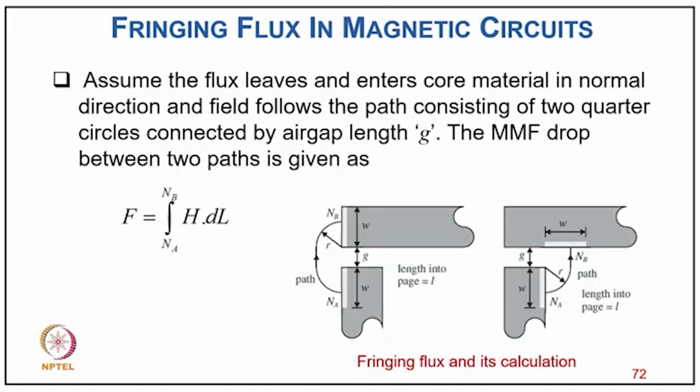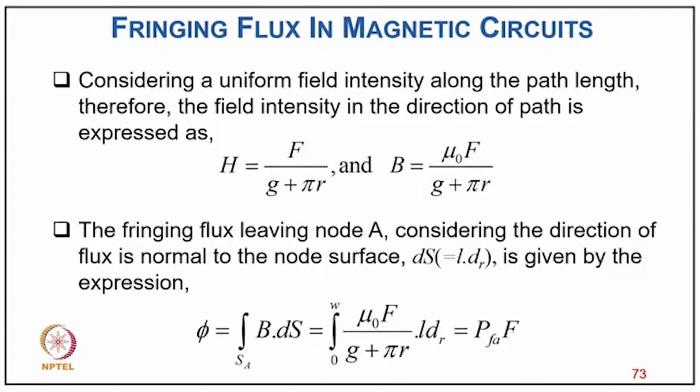So we can call it here, assuming the flux leaves and enters the core material in the normal direction, and the flux flow path consists of 2 quarter cycles connected by an air gap length, and the MMF drop along the path is given as MMF equal to the integral from NA to NB of H dl. As you can see here, the fringing and correlation show how the flux is typically passing through the path. So we can call it considering the uniform field intensity along the path length.